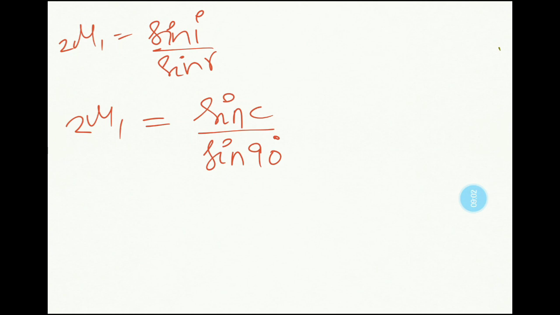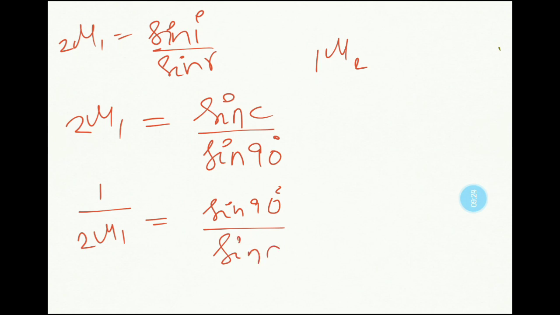Very simple, right? Now if I have to find out the refractive index of 2 with respect to 1, how would I do that? Simply we will reciprocate this. That is, 1 by mu, that is the refractive index of 1 with respect to 2, will be sine 90 degree by sine C. So on reciprocation this turns to this. It will get reversed. So that will be simply sine 90 by sine C. Is this clear to you?